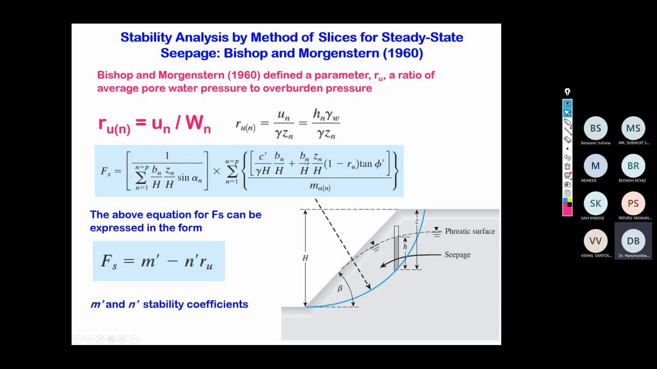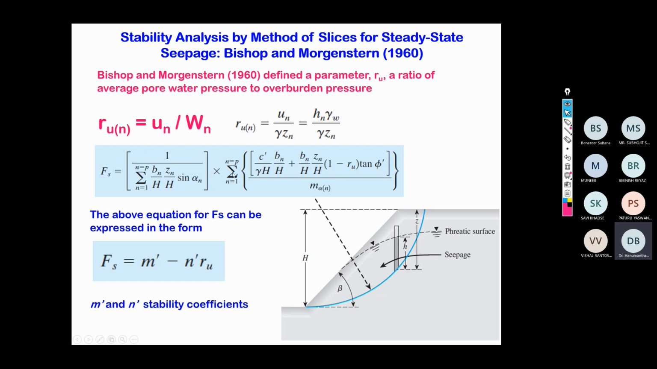Sorry, it is the whole term, this entire term, that you need to multiply. Then plus is there, so you can see the left side of plus is the c term, and the right side is anyhow 1 minus ru. So this can be written as 1, m dash minus n dash into ru. So the 1 is multiplied with the 1 and another term multiplied with the ru.